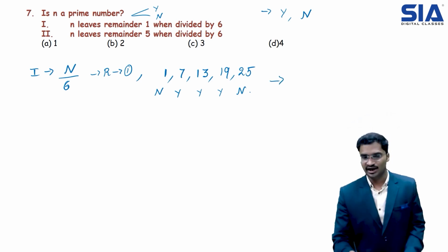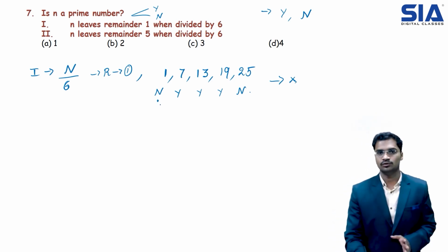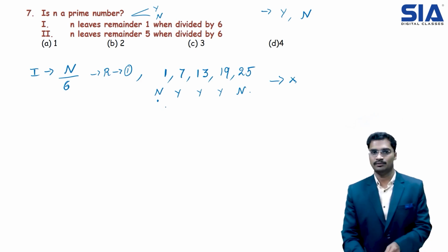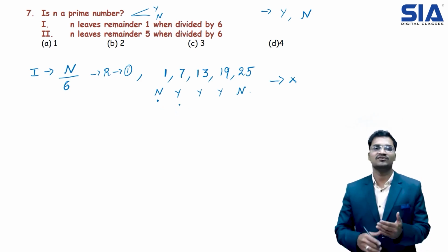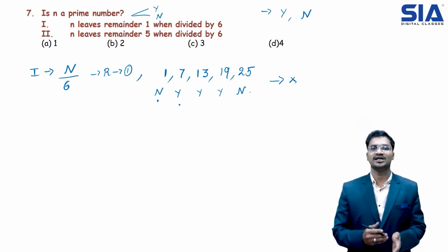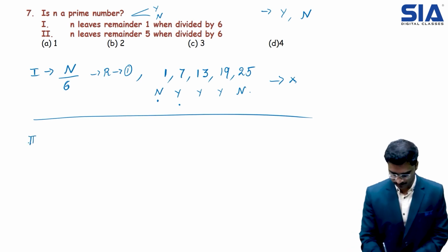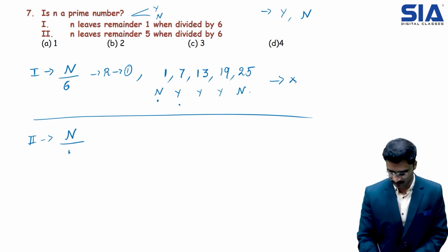The data here is ambiguous, or insufficient, because once we are getting no, which is n is not a prime number, then we are getting yes. What I have said earlier is, if we are getting no, we should always get no. If we are getting yes, we should always get yes. Now coming to the second statement, which is n divided by 6 leaves a remainder of 5.